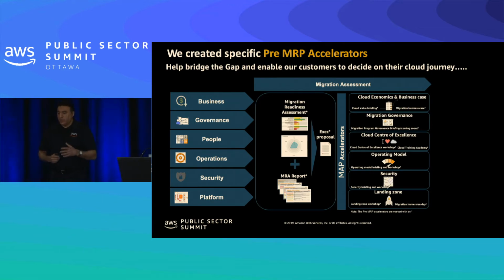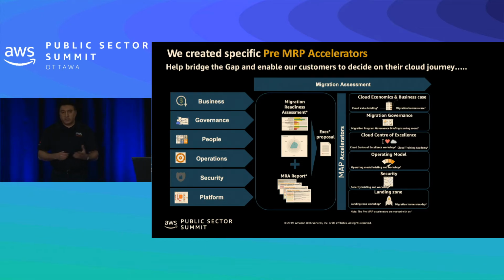briefings, where we go through a cloud economic briefing. We have a migration governance briefing. We also have workshops around how to build your centers of excellence and operating models, for example. We have immersion days, and we also have workshops around security to help you build those infrastructures and models.